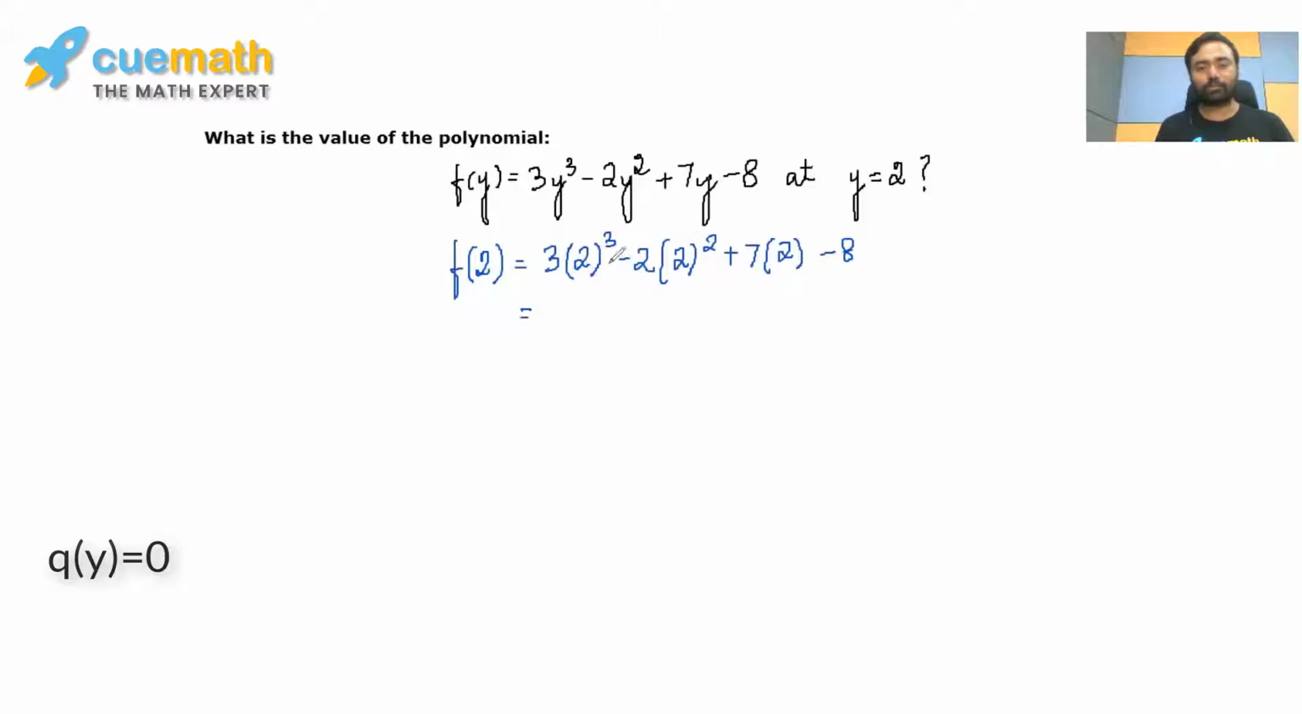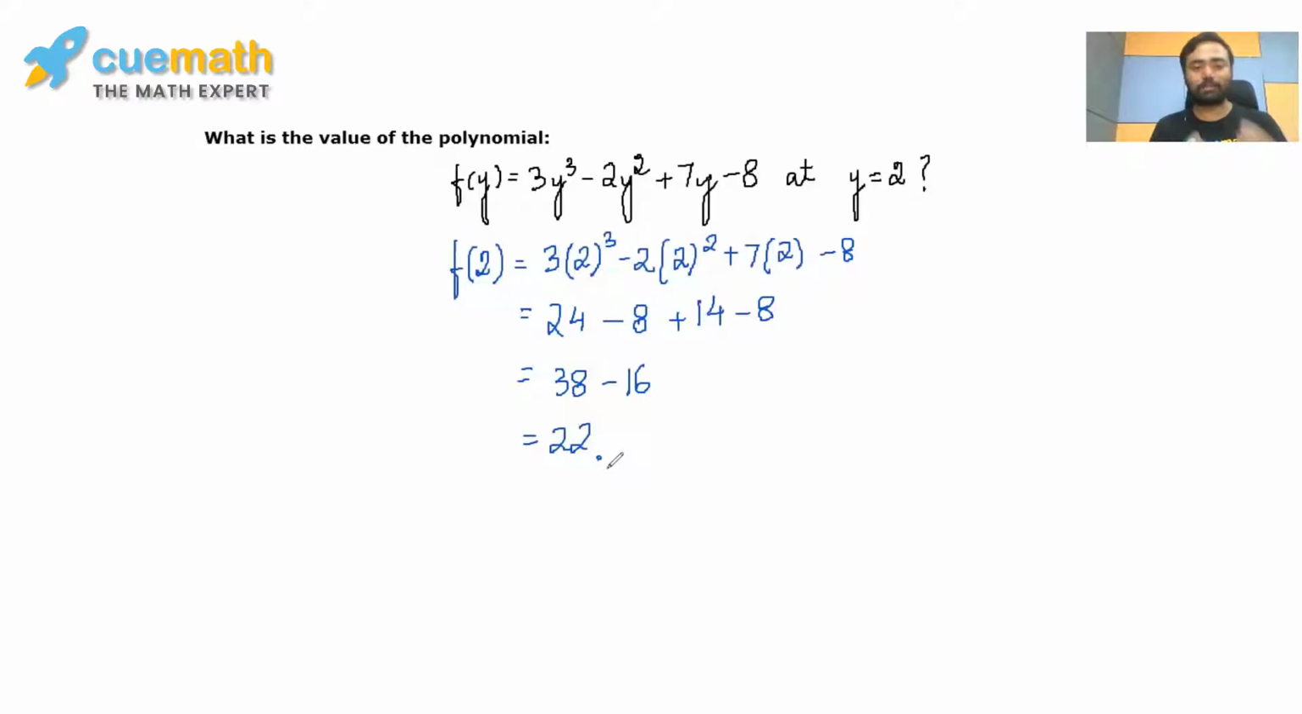If we evaluate this further, we are going to get 8 times 3, that is 24, minus 2 times 4, that is 8, plus 7 times 2, that is 14, minus 8. Now if we add the two positive numbers, we are going to get 38. And if we add the two negative numbers, we are going to get 16, which is going to give us the value of the polynomial to be 22. Hence, we see that if the value of the variable is 2, the value of the polynomial is 22. Let's look at the next question.